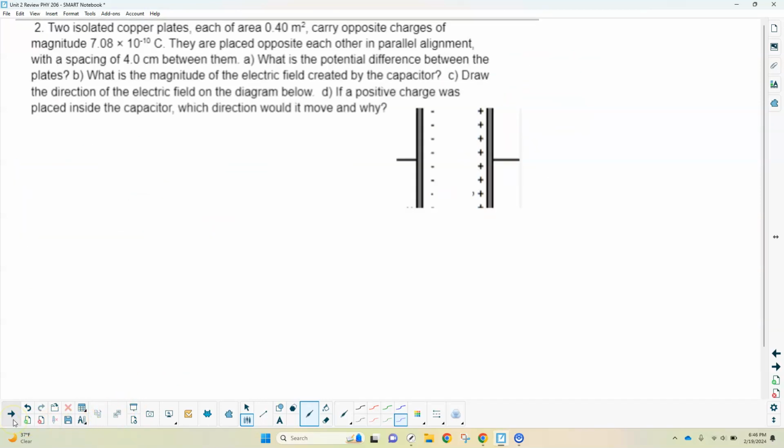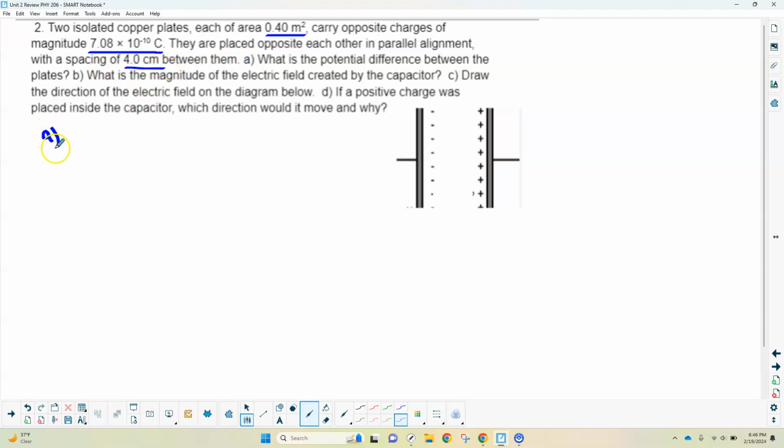Number 2 starts talking about a parallel plate capacitor. They give you various information along the way. It says 2 isolated copper plates, each of area 0.4 meters, carry opposite charges of magnitude 7.08 times 10 to the negative 10th coulombs. They are placed opposite each other in a parallel alignment with a spacing of 4 centimeters between them. And then we're going to solve for different things.